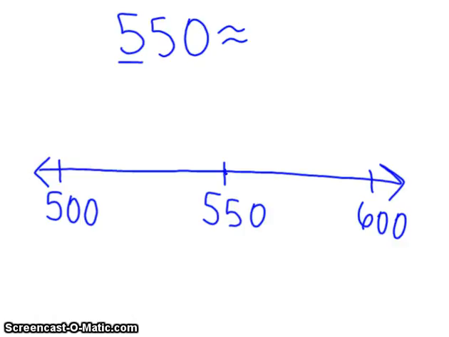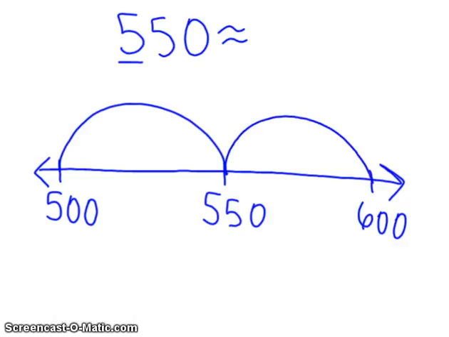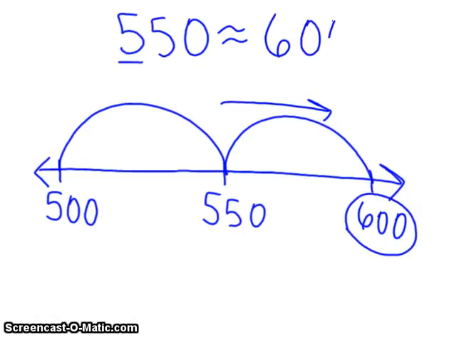Well, 550 to 500 is the same distance that it is to 600. When you have this happen, the rule is you always round up to the next nearest 100. So in this case, we round up to 600. Therefore, 550 to the nearest 100 is 600.